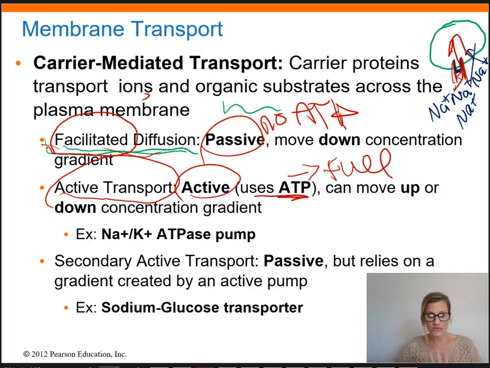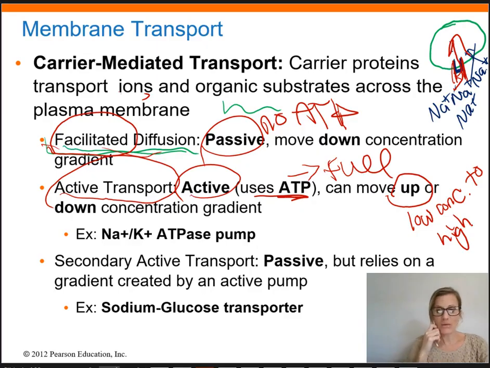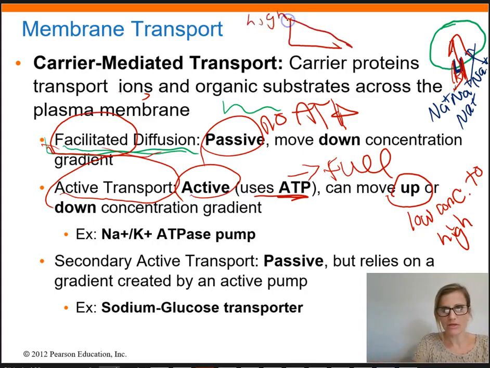The reason it has to use fuel to do this is because it's not always going with the concentration gradient. It's typically actually going against the gradient. So it's typically going up the concentration gradient. What we mean by that is it's moving things from low concentration to high concentration. The way that I always think about this is like, think about if you have a hill, right? So up here, this is up high on top of the hill. Down here, this is down low at the bottom of the hill.